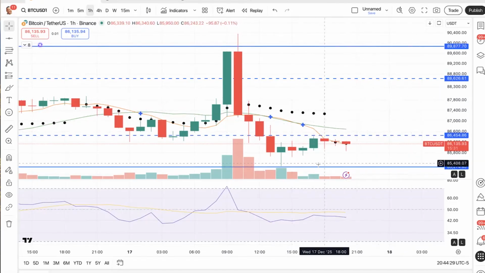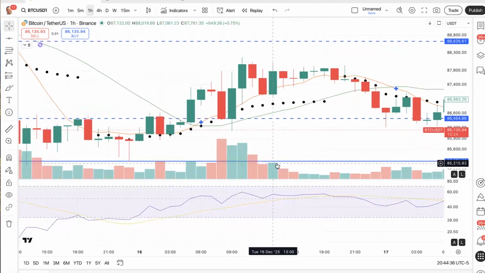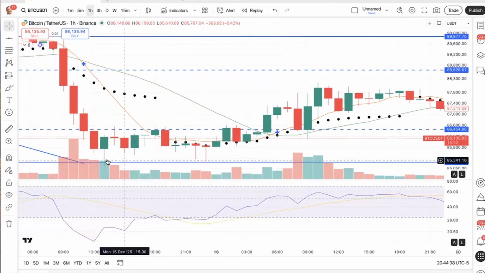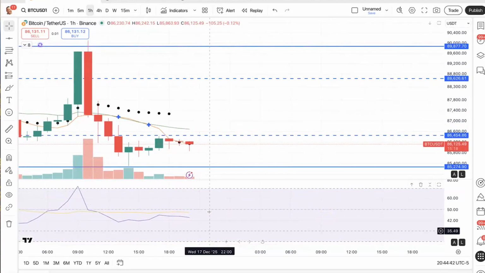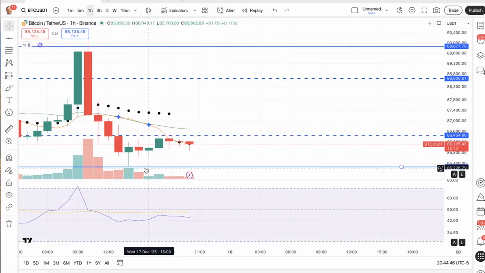Will it come around and chop around in here? Yeah, it definitely could. But you know that it's bounced off of this level multiple times. We saw it bounce off of this level here so many times. This level has been support. So if it breaks down through this level, yeah, it's going to keep going down. Does that make sense?